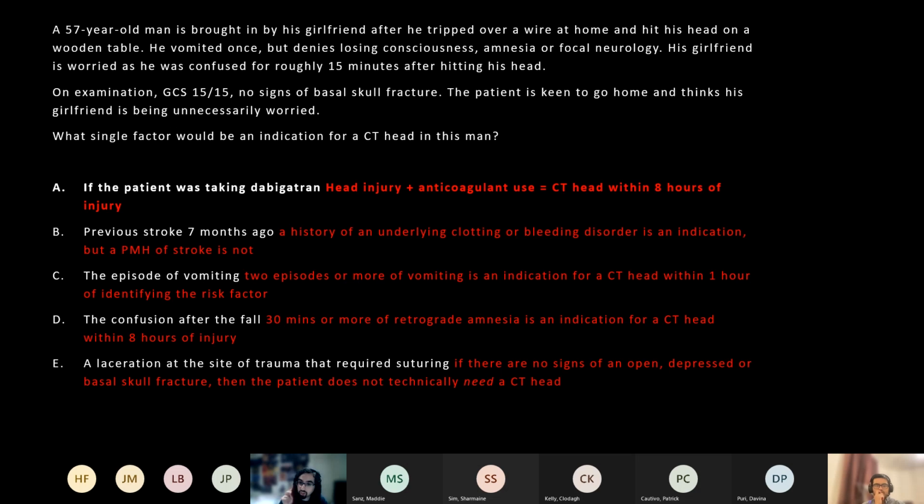Vomiting, close, but it's 2 episodes of vomiting. So 2 or more episodes of vomiting. A single one is regarded as fine. 2 or more, then that's an indication for a CT within an hour, so not within 8 hours.